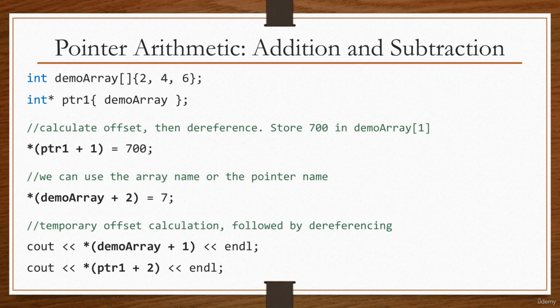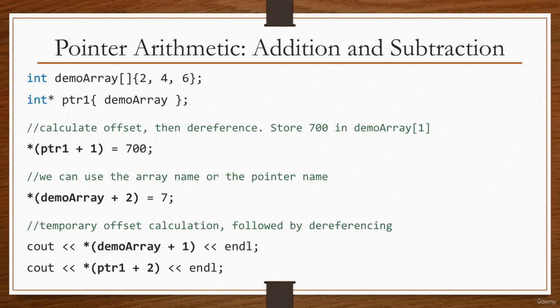Here's a quick demo. I'll show you this later on in Visual Studio. We have an int demo array with the elements 2, 4, and 6, and then we have a pointer to an integer, which will point to demo array. Then between parentheses, we have ptr plus 1. That is going to calculate the offset, and then it's going to dereference. You can see we have the asterisk there as well. So it's going to calculate the memory position, doing that offset calculation. It's essentially going to give us a pointer which we dereference, and then we can store 700 in that location.